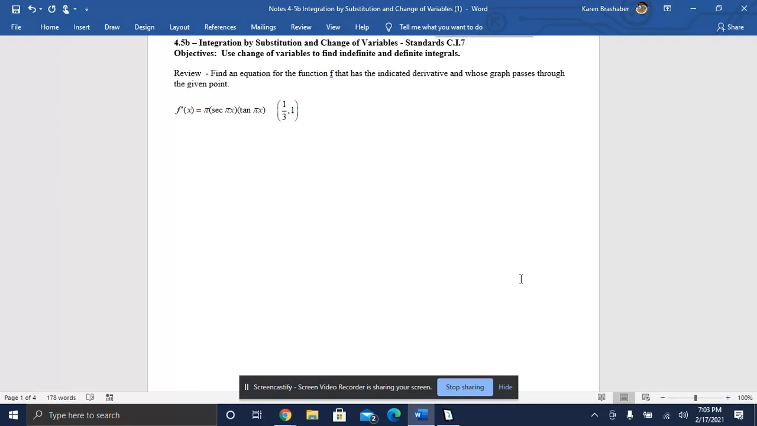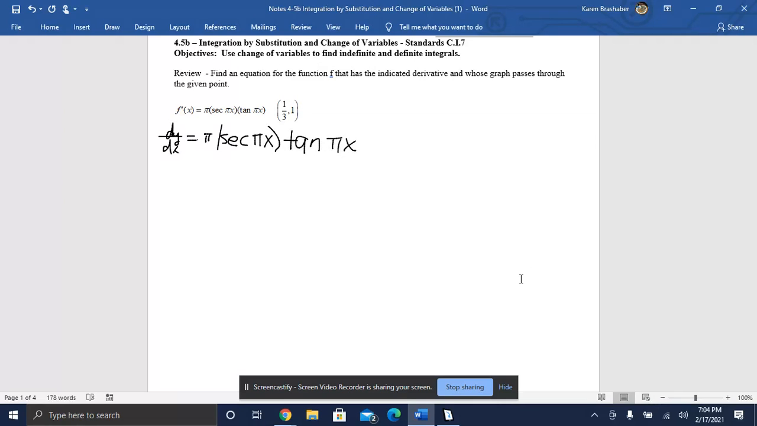So you're asked here to find an equation for the function f, and that's just another way of asking you to solve a differential equation. So f prime of x could be rewritten as dy dx. So we're going to rewrite this as dy dx equals pi times the secant of pi x times the tangent of pi x.